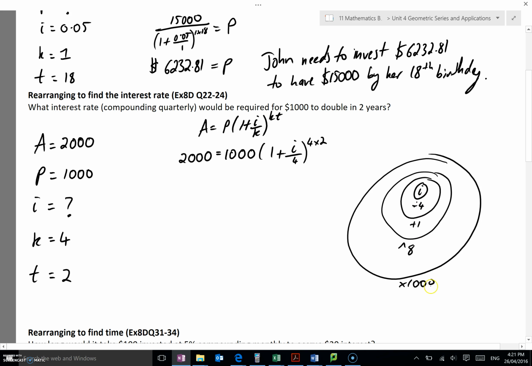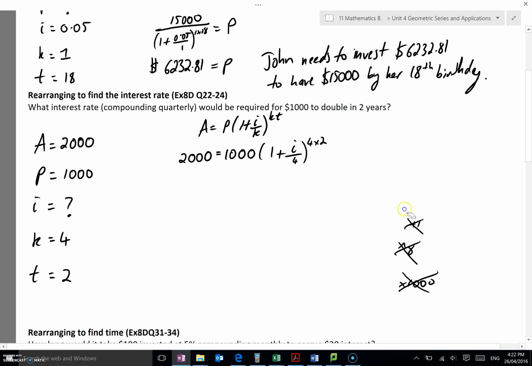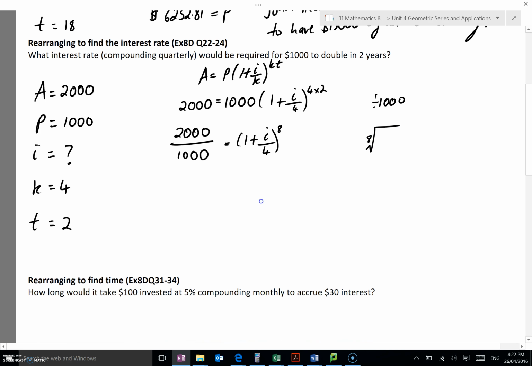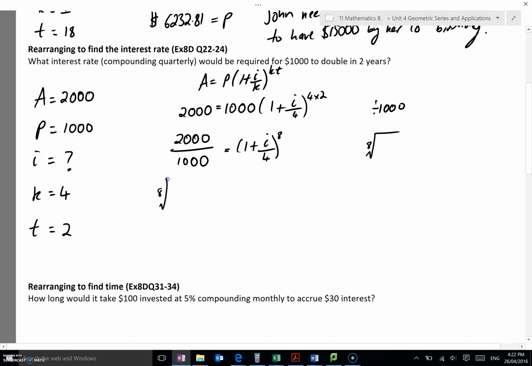So if I want to find I, I'm going to need to undo all of these steps one by one. There are going to be 4 steps, starting with dividing by 1000. Divide both sides by 1000. 2000 divided by 1000 equals, I don't need that 1000 anymore because it's gone, (1 plus I on 4) to the power of 8. From here, I need to get rid of the power, so I'm going to take the 8th root. The 8th root of 2000 on 1000 equals 1 plus I on 4.